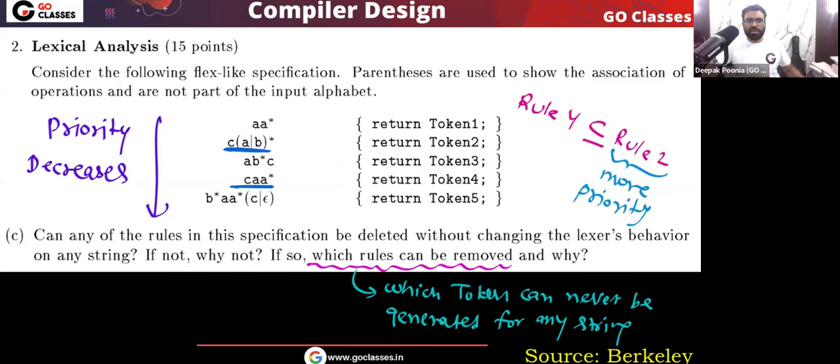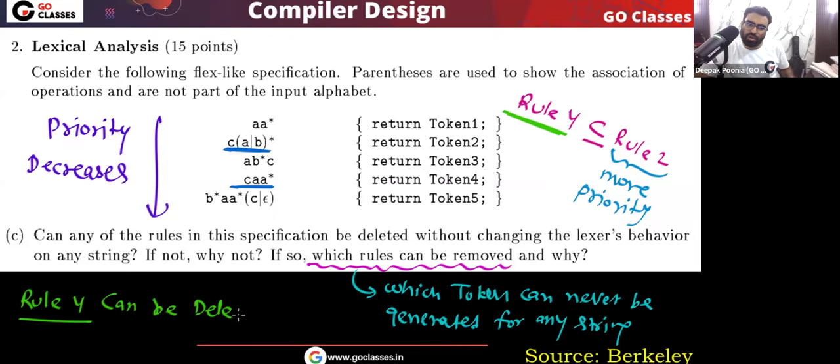Okay, so that's it. I hope you understood the concept. So remember, because rule 4 is subset of rule 2, and rule 2 has more priority, because we have written the rule 2 above rule 4. Okay, so that is the reason here I can say that rule 4 can be deleted, or I can say that token 4 can never be generated for any string.